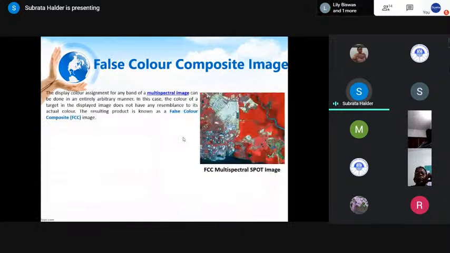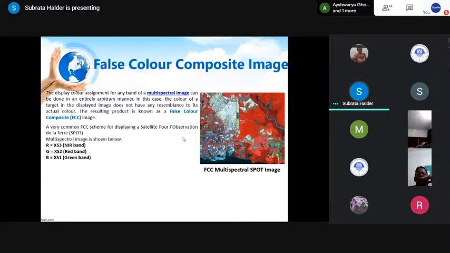False color composite. This display color assignment of any band of a multispectral image can be done in an entirely arbitrary manner. In this case, the color of a target in the displayed image does not have any resemblance to its actual color. That's why it is called a false color composite image. A very common FCC scheme for displaying satellite images is for SPOT.